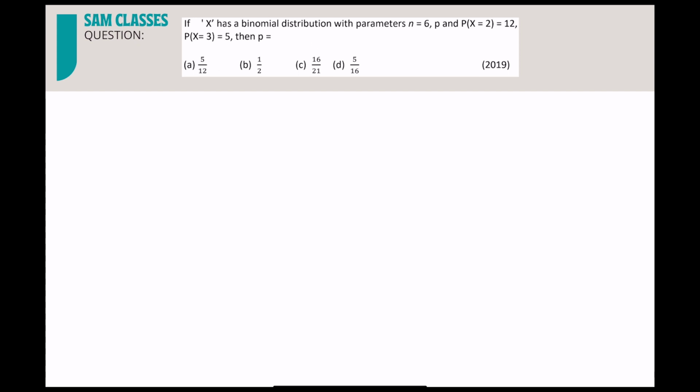If X has a binomial distribution with parameters n equal to 6, and P(X = 2) = 12, you have to solve it only. So X is equal to 2. First you should know the formula. n is 6, so 6C2, p to the power 2 for success, and q to the power 4 for failure. This value is given as 12.